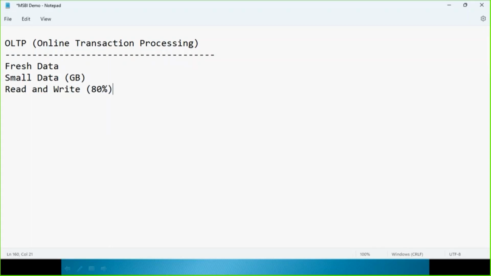You go to the bank, what do you do? Most of the time you deposit or fund transfer. Once in a while, you check your balance. So reading is less; cash withdrawals and cash deposits are more. So banking is also going to take the fresh data of your transactions. Banking and everything is OLTP applications only. Remember, whatever we are using, these are OLTP because fresh data goes there.